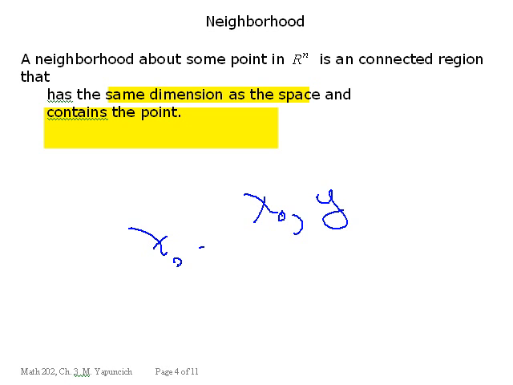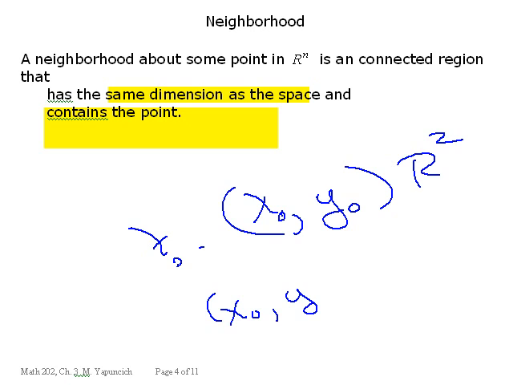So x naught, y naught is going to be the point we're talking about if we're in R2. If we're in R3, it will be x naught, y naught, z naught, and so on, depending on the dimension of the space that you're working in. So it has to contain the point. It has to have the same dimension as the space.